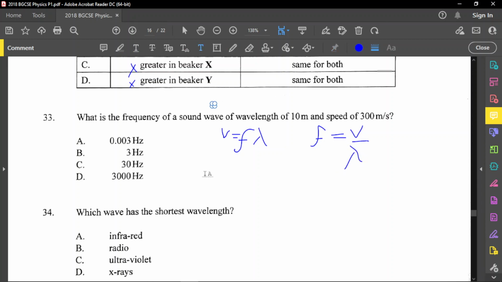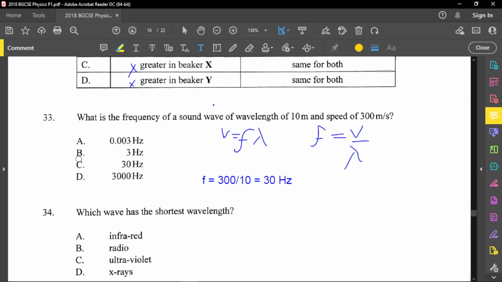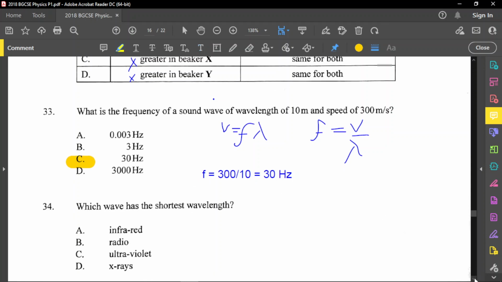So what we're going to do here is say speed, which is V, is equal to, oh, wrong. Frequency, let's call it F, not the correct F, but let's call it F, which is our frequency. So frequency is going to be equal to our speed, which is 300, divided by our wavelength, which is 10. And so what we're going to get here is 30 hertz, okay? 30 hertz. So therefore, C is our correct answer. Easy question that is. So let's look at question number 34.